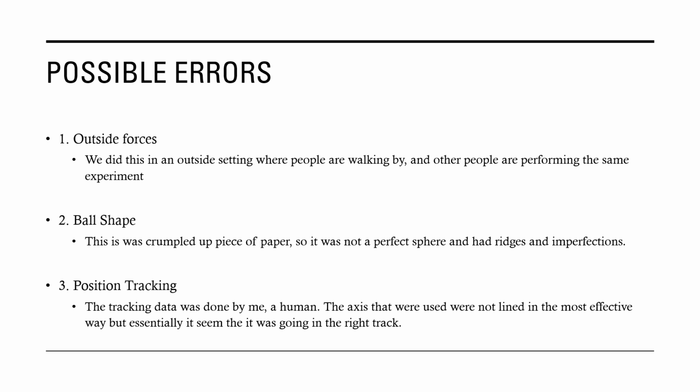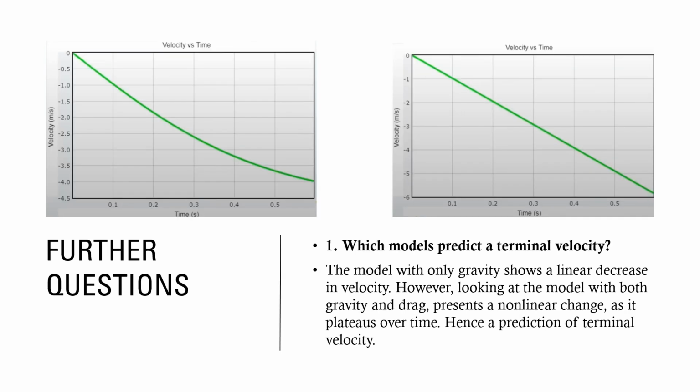The rightmost one shows a linear decrease in velocity, but if you look at the one on the left, the model with both gravity and drag, it presents a nonlinear change as it plateaus over time. Hence, it's a better prediction of terminal velocity, if we were to consider which model predicts terminal velocity. With the same initial speed as our original experiment, the total time to reach the ground would be much longer than our original case where it was launched at an angle.